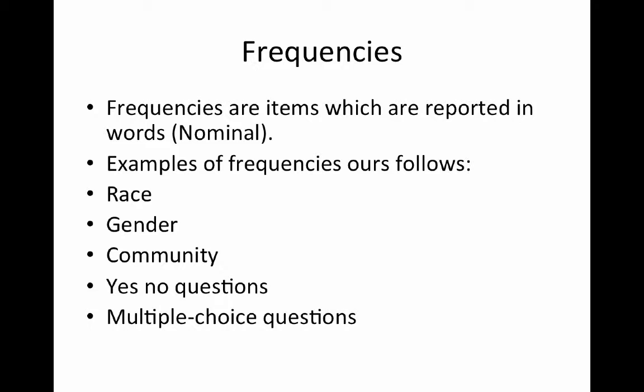Frequencies are items that are reported in words. Nominal. We talked about this in the central tendencies. Nominal means words. Okay, so examples of frequencies are race: white, black, Asian, Pacific Islander; gender, male and female; community, rural, city, large city, small city; yes/no questions. Have you ever made 5 free throws in a row? Yes or no? And multiple choice questions, which could be a range like 0 to 1, like we talked about before, or any kind of multiple choice question.